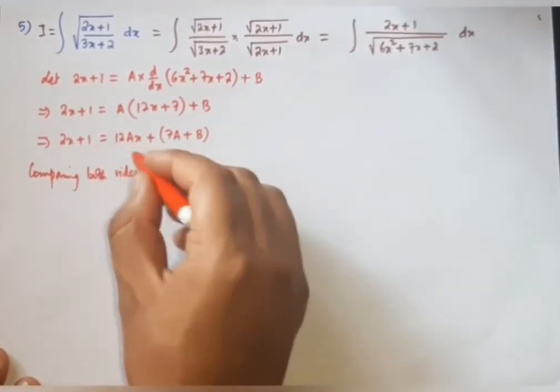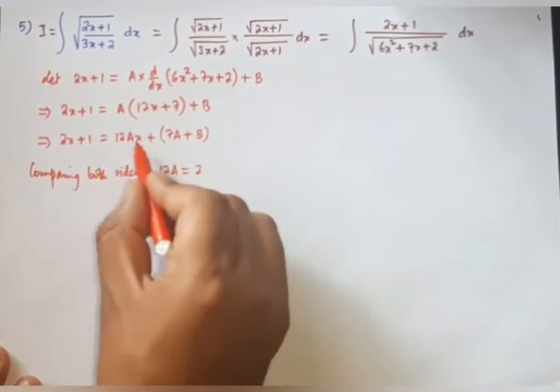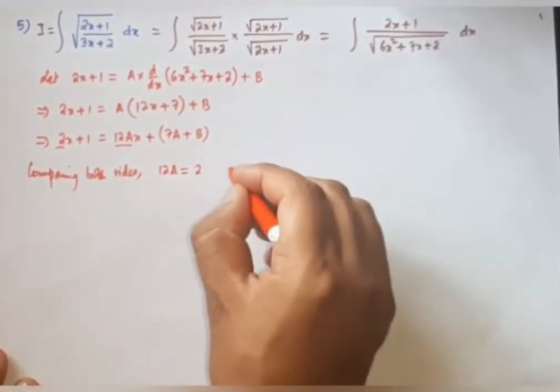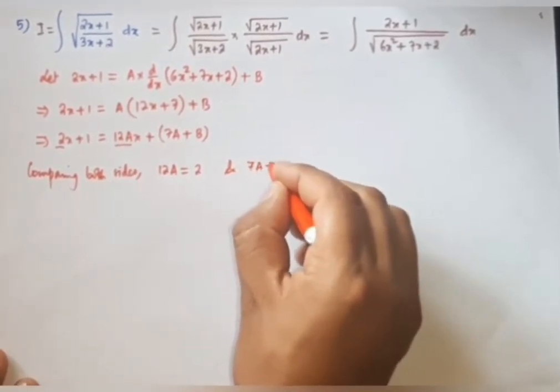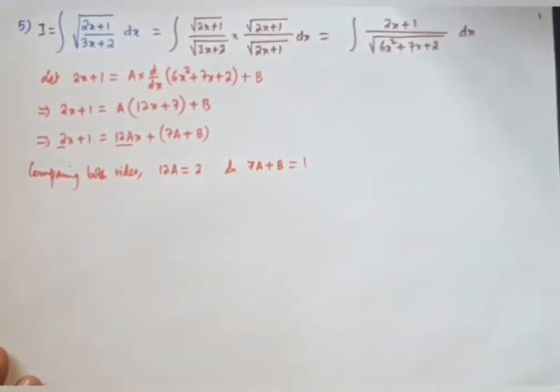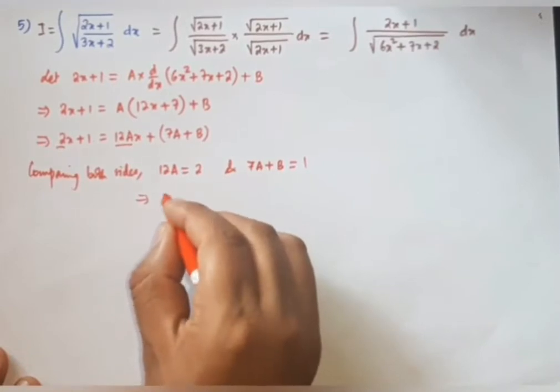both sides, we see that 12a will be equal to how much? 2, right? So 12a will be equal to 2, and let me write, 7a plus b will be equal to how much? The constant term will be equal to 1 here. Okay, so from the first part, what is the value of a?